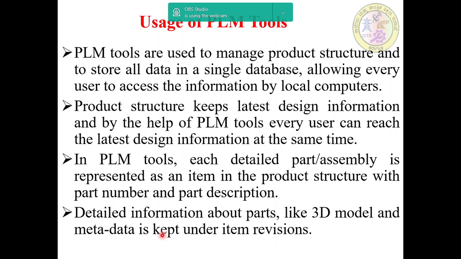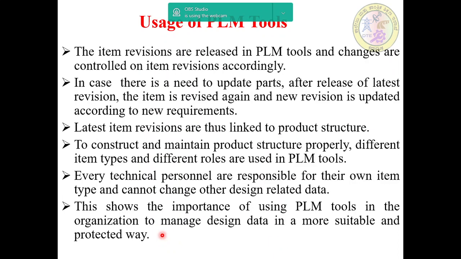In PLM tools, each detailed part or assembly is represented as an item in the product structure with the part number and part description, etc. The detailed information about parts like 3D model and metadata is kept under item revisions, and then the item revisions are released in PLM tools and changes are controlled accordingly.